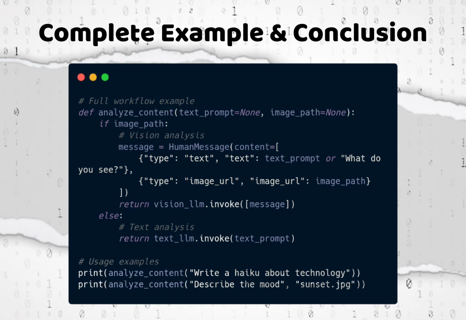Here's a complete function that handles both text and vision inputs. It automatically chooses the right model based on your input. This is perfect for building applications that need both capabilities. Ollama runs everything locally, so your data stays private.